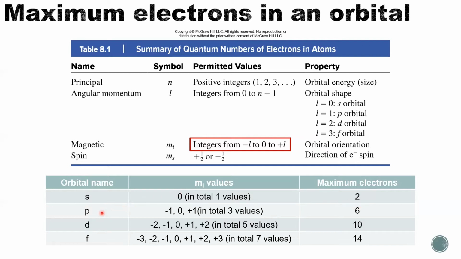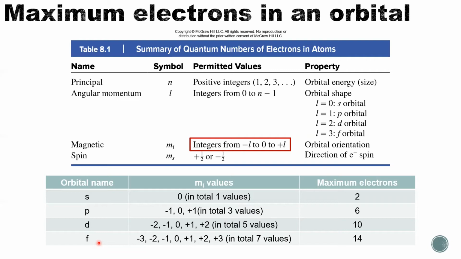For p orbitals, we have 3 different orbitals corresponding to m sub l equals -1, 0, and 1. For these 3 orbitals, we can have a maximum of 6 electrons. The same with d orbitals: we have 5 orbitals, which can hold a maximum of 10 electrons. And for f orbitals, there are 7 different types, so in total 14 electrons in all of the f orbitals.